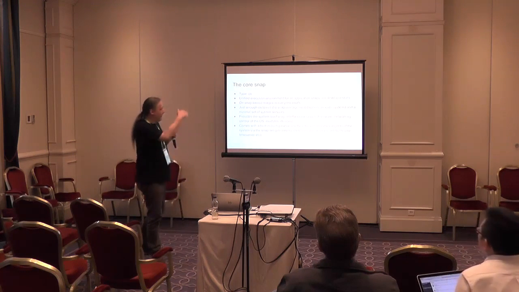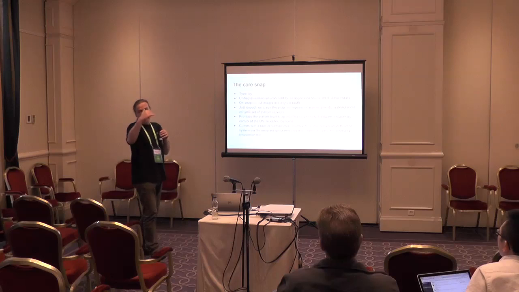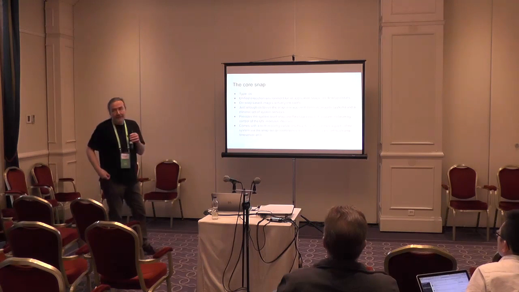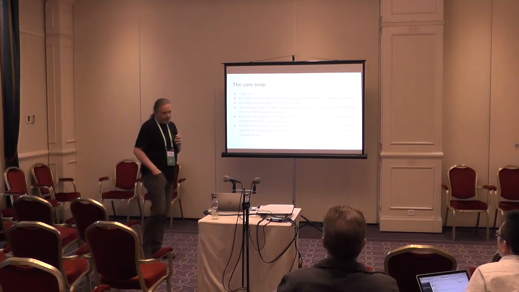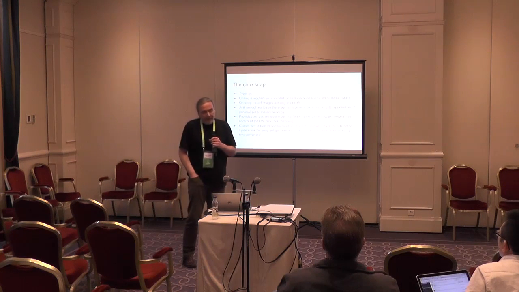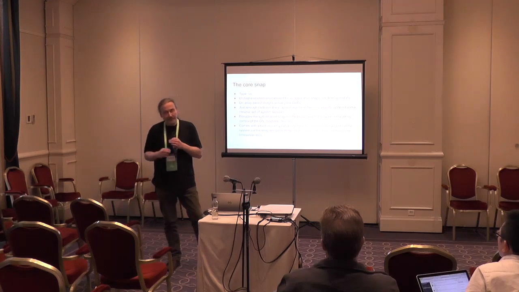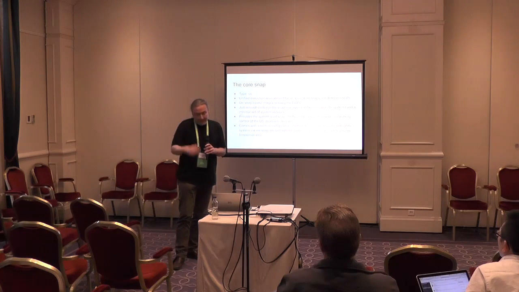And as I said, we have these 3 snaps: the kernel, the core, and the gadget snap. And I'll go through the different snap types a little. So the core snap is of type OS. I gave you the types in the beginning. There was the kernel, core, and OS.